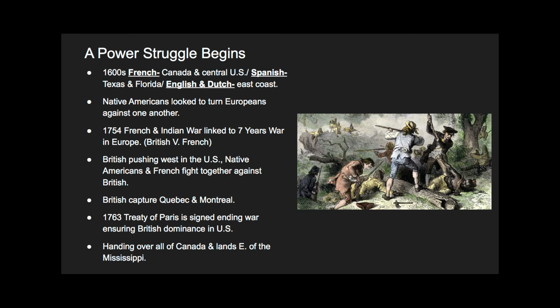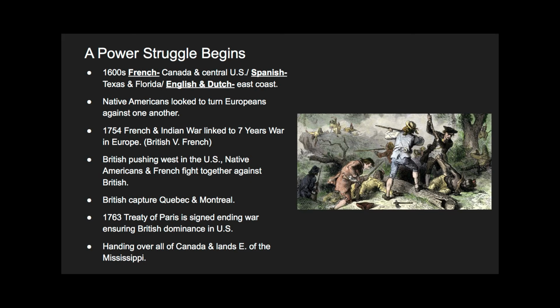Now, although the French are going to hold more territory in North America, the British colonies have more people, and that will be a big deciding factor as well. Trappers, traders, and farmers from the British colonies are going to push west into the Ohio Valley and start to claim lands that the French had.